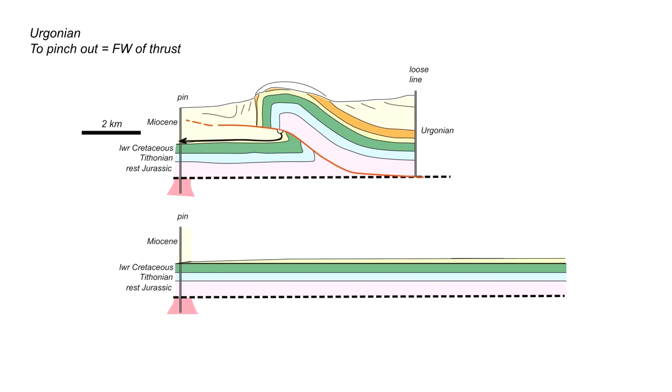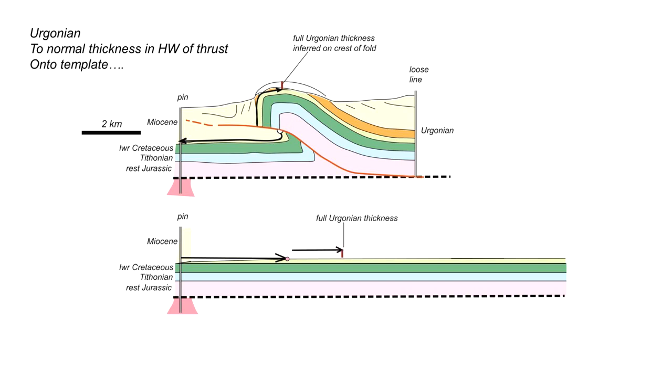So we measure in the footwall distance where the Aptian is not and put it on the restored template. That corresponds to where the thrust is as well. Now let's measure to here, the distance around in the hanging wall to the thrust to where the Aptian achieves its normal thickness, that distance there, and then finally the distance from that point on the crest of the fold back to the loose line. Put the template on, measure that distance, and plot it onto the template.